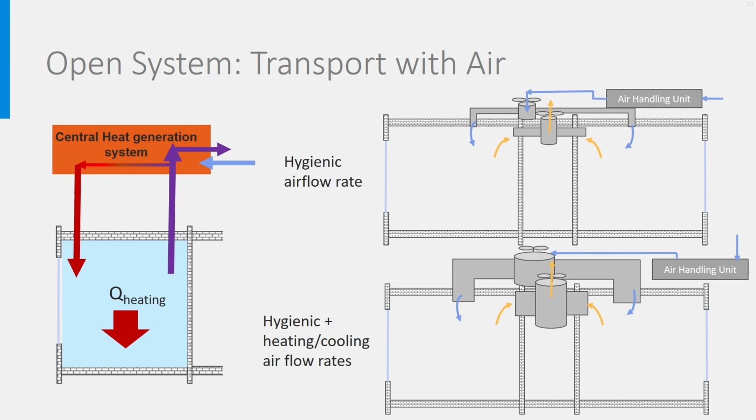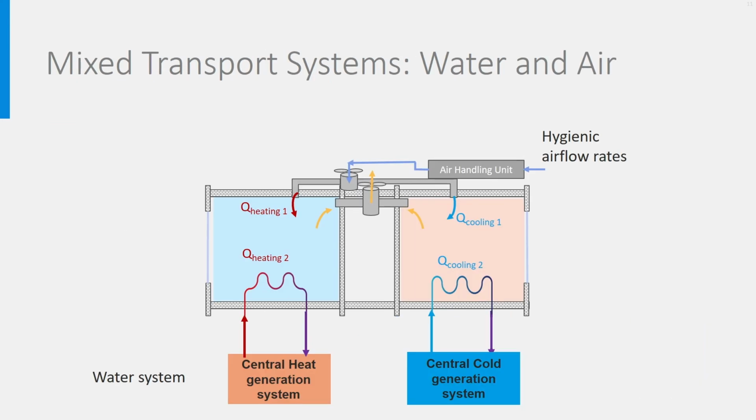Very often, mixed systems are used. The hygienic air is heated or cooled in an air handling unit, bringing this way a part of the needed heat and cold, and the remaining part is done by a water system. This saves a lot of space in the building. You see on the slide left a heating mode and right a cooling mode.